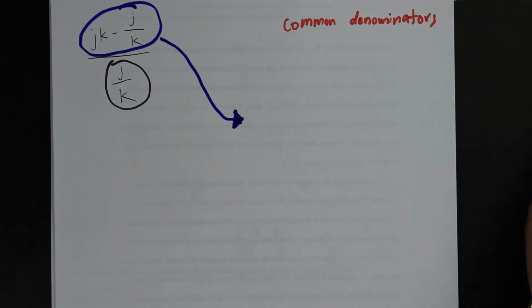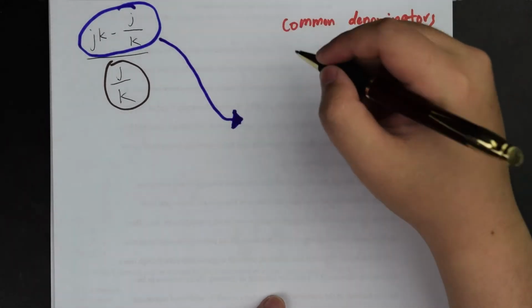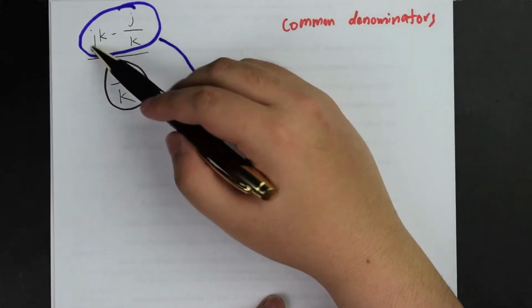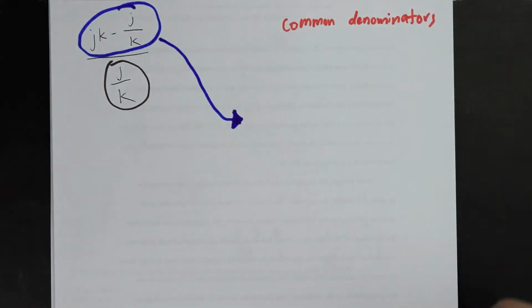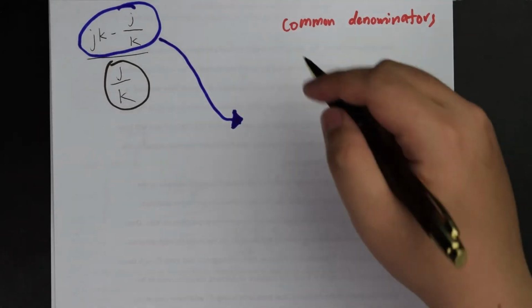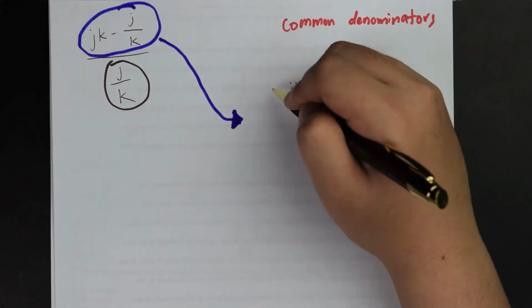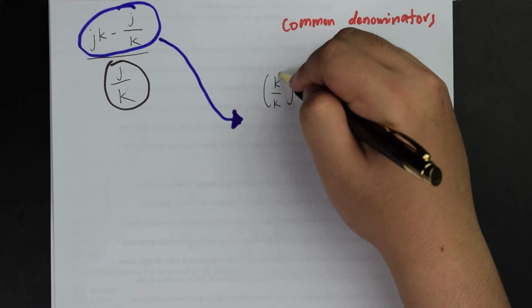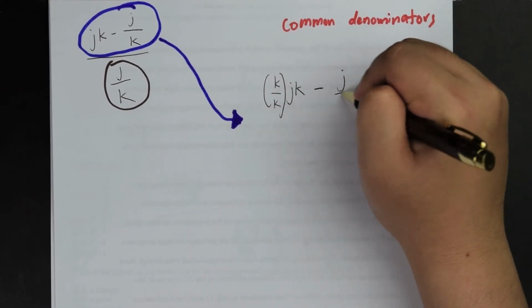So for this question right here, the jk minus j over k, the problem right now is that jk does not have a denominator of k. Thus, this means that in order to combine this, I need to create a k on the bottom to make this happen. So I'm going to take this jk over k, multiply that, minus j over k.